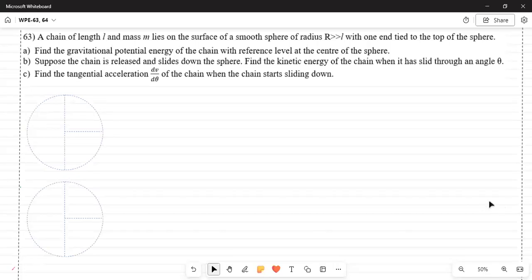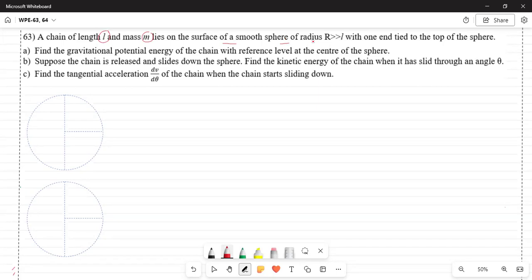Let's try to solve this problem. This is problem 63. The problem says that a chain of length L and mass M lies on the surface of a smooth sphere. In the last 2-3 exercises we have done, a ball is lying on a sphere. But now it's a chain. We shall see what difference does it make. Otherwise, the problem is the same problem.